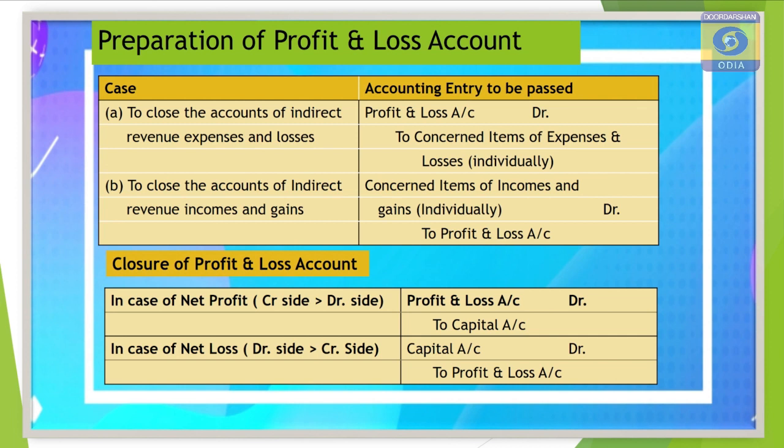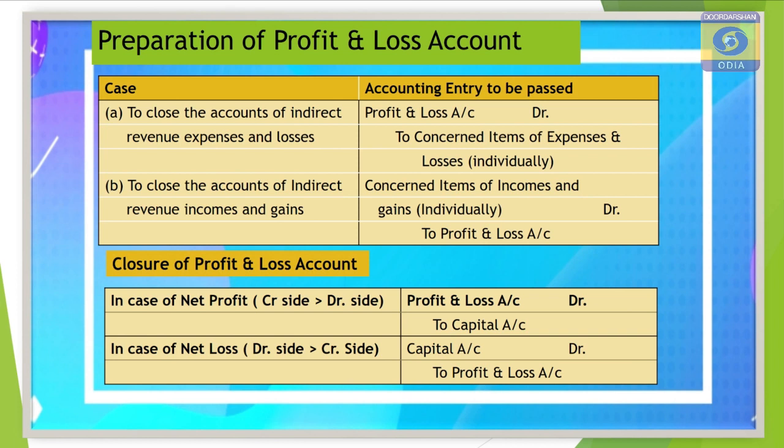And next, we will close the accounts of indirect revenue incomes and gains. So, whatever are the figures that are appearing in the question relating to indirect revenue incomes and gains, we will debit them individually and credit the profit and loss account. So, the entry will be the concerned items of incomes and revenue individually debited to profit and loss account.